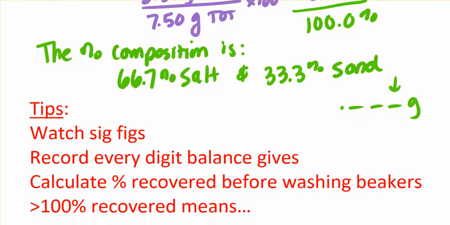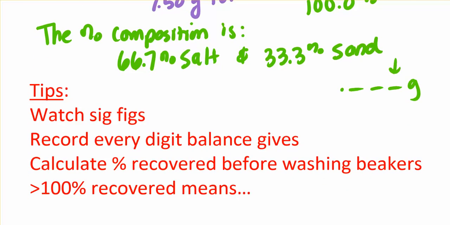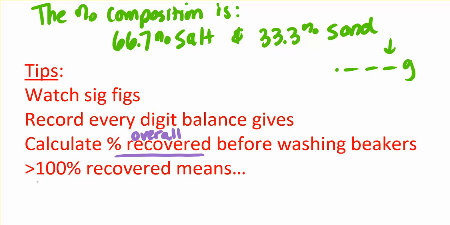On this last tip, what I'm really talking about is you want to calculate the percent recovered. This is the overall recovery, salt and sand total. Calculate that before you wash your beakers. You'll have 2 beakers at the end, one with sand and one with salt. You'll be heating them to drive off the water. If you don't heat them long enough, your percent recovery will be over 100%.